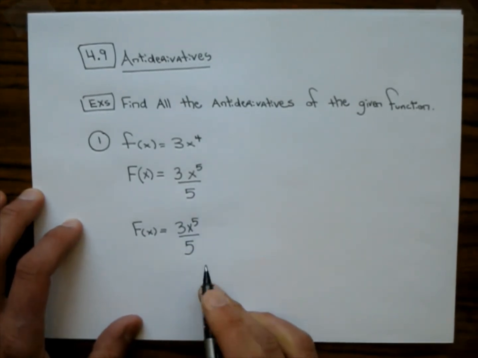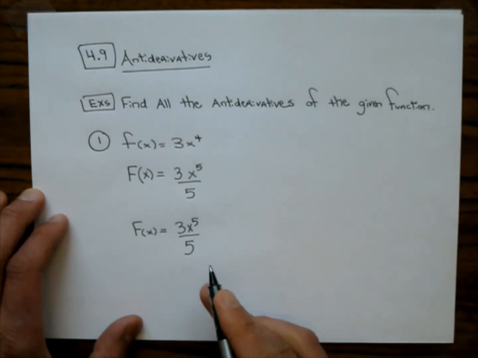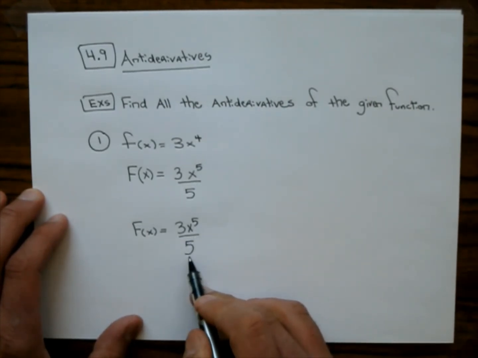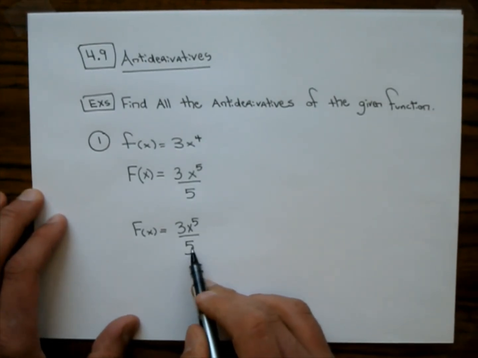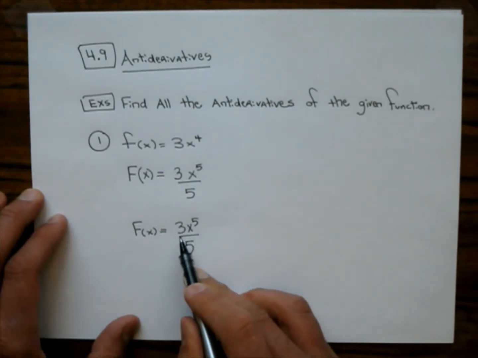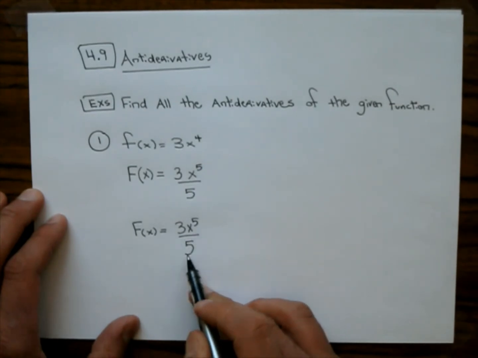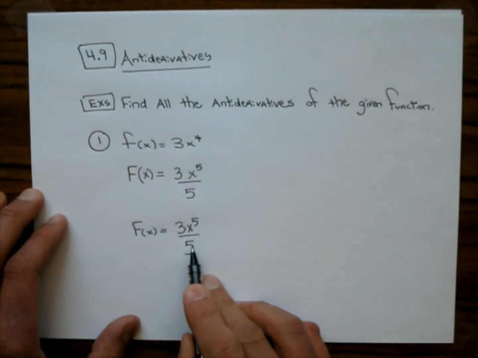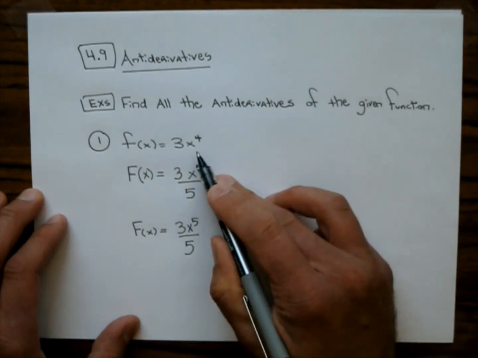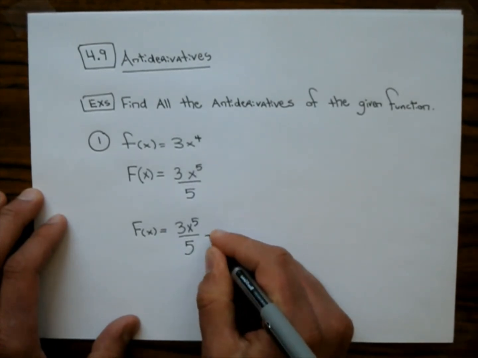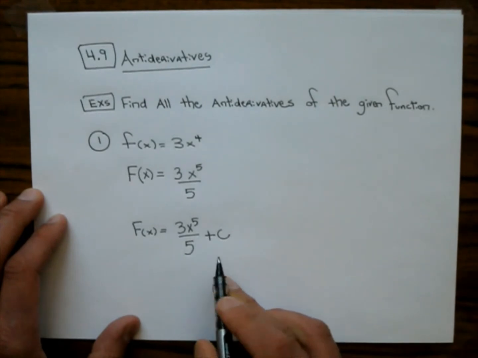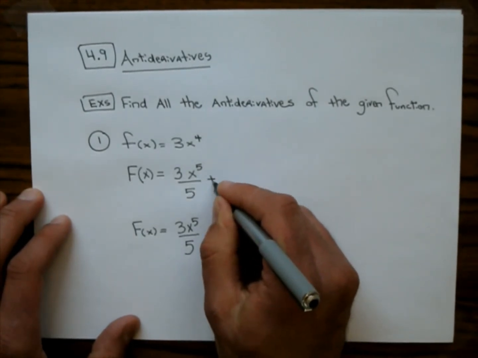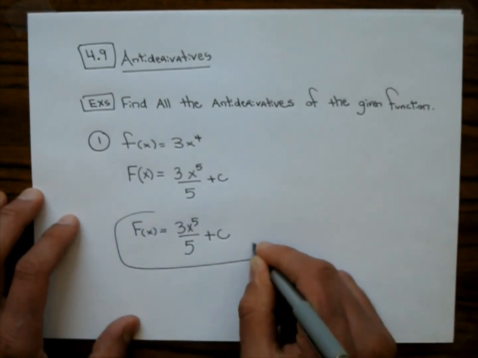Now we forgot something, and we talked about this on bug 12. If you take the derivative of 3x to the 5th over 5, you get 5 times 3 times x to the 4th over 5, and the 5's cancel, and you get 3x to the 4th. But if you did this thing plus 1, you would still get 3x to the 4th. In fact, any constant works, because the derivative of a constant is 0. So I'll put the constant up there. This right here is the antiderivative.